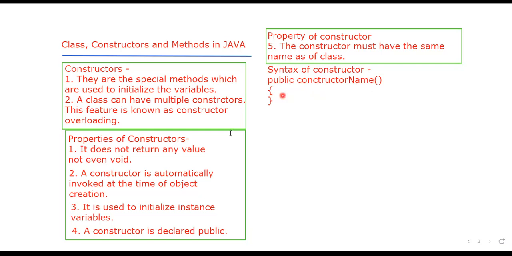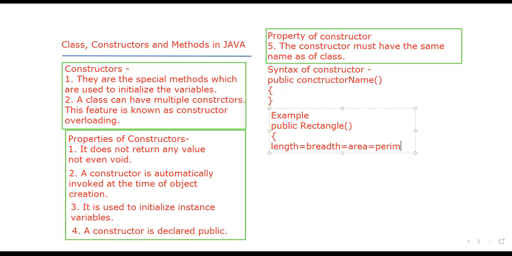Now the example. In the previous class, we have already defined, so I'll just take an example. Example of constructors are public rectangle. Here I have given length is equal to breadth is equal to area is equal to perimeter. I have given a very big variable name is equal to 0. Okay, this is one constructor.